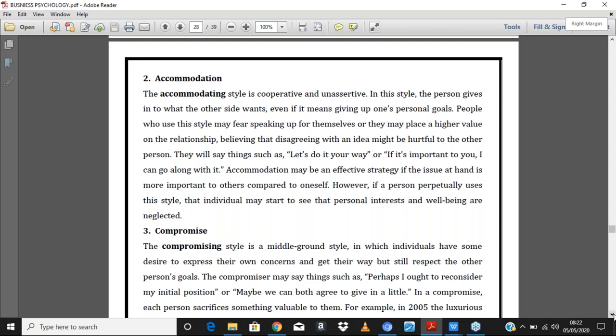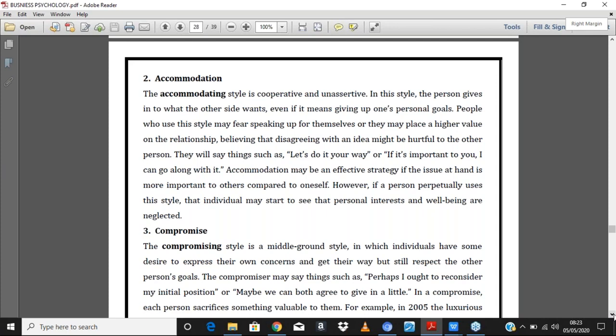People who use this style may fear speaking up for themselves. They have timidity. So no, I won't stand by what I believe. They fear standing for what they believe because they don't want to be labeled as enemies. They don't want to be seen in a bad light. Okay, let's just do it your way since it's important to you. Let's just have peace.